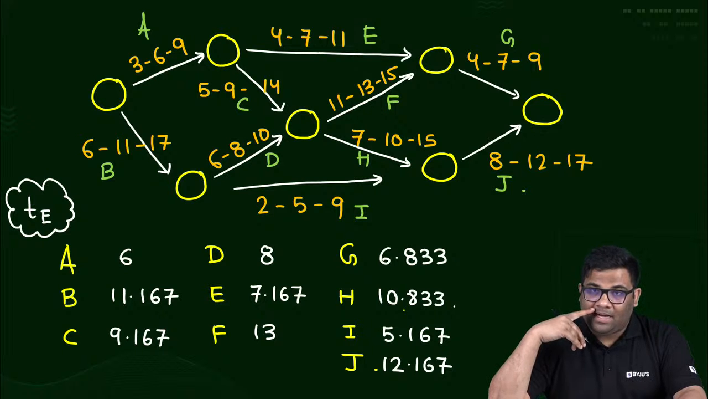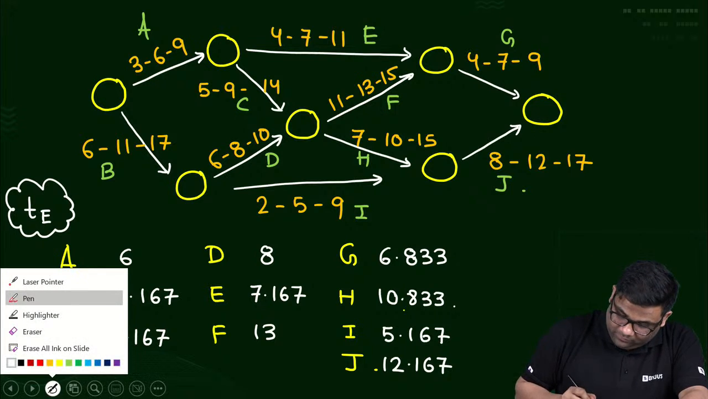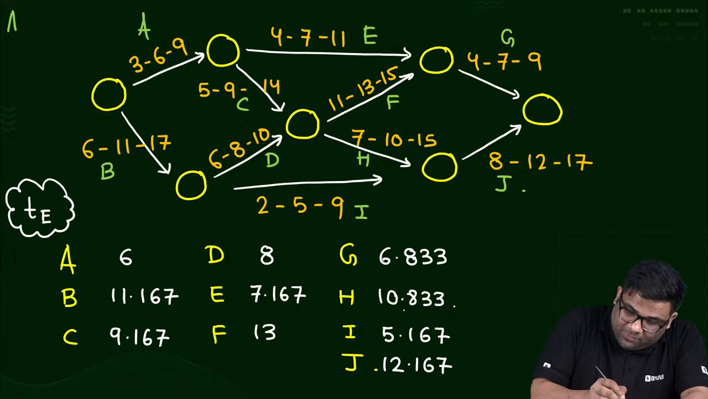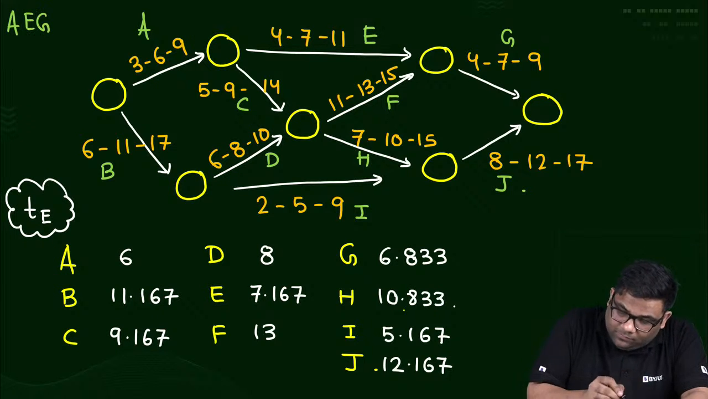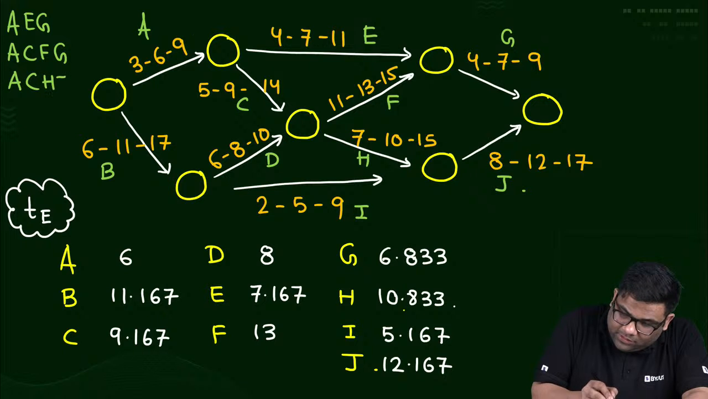Take all the possible paths and tell me. I am writing all the possible paths. A, E, G. A, C, F, G. A, C, H, J.